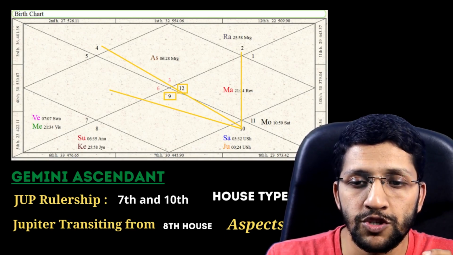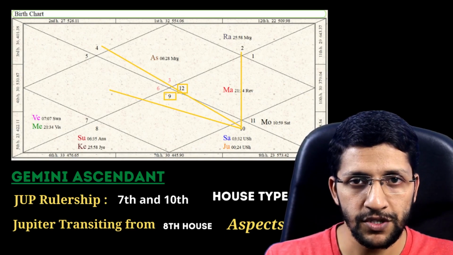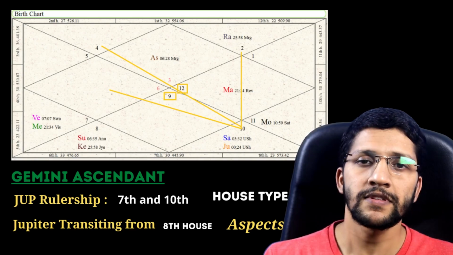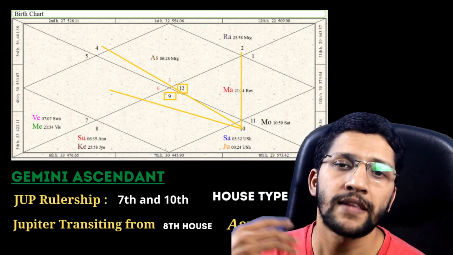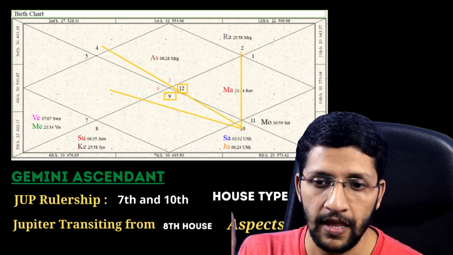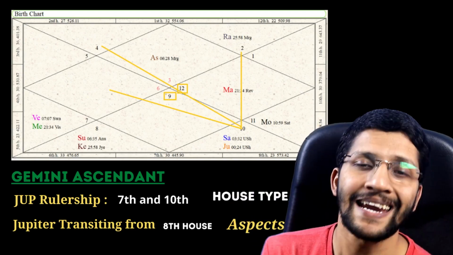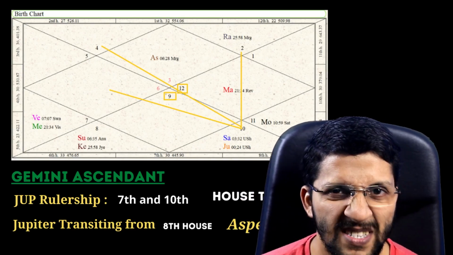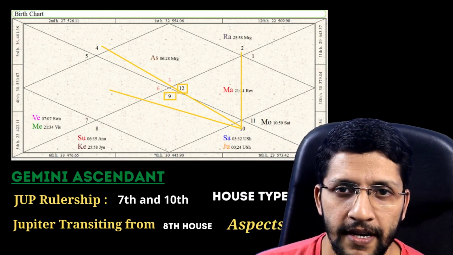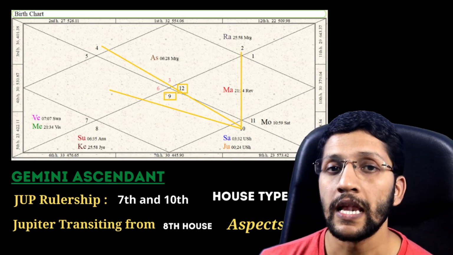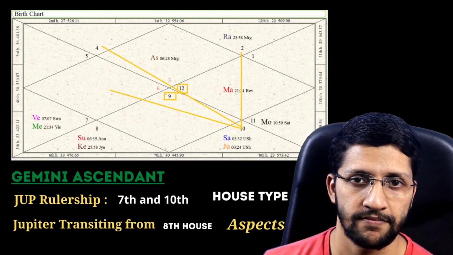For Gemini Ascendant, Jupiter is ruling the 7th house of relationships, travel and partnership, and the 10th house of work and career. Now Jupiter is into the 8th house of the horoscope. What is the 8th house? The 8th house is the Dushtana house, right? But the 8th house is 11th from the 10th.